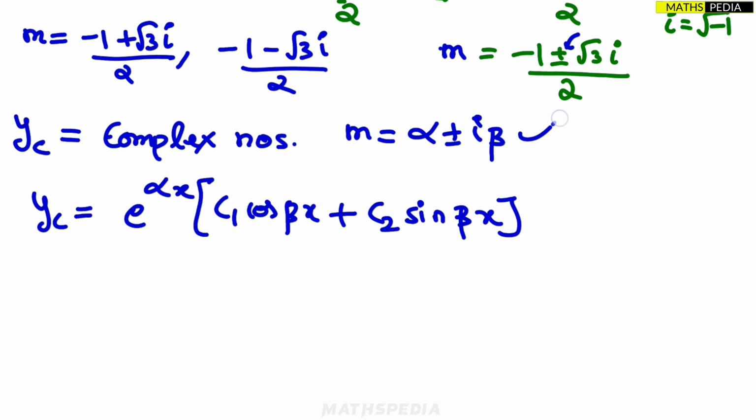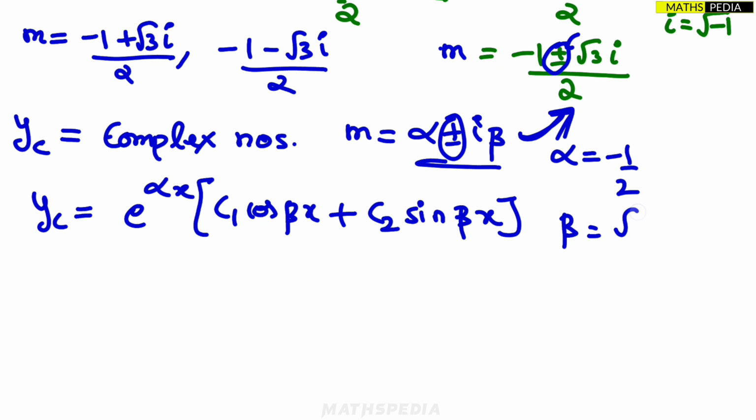Now what is the value we are getting? Directly if you observe, compare this and this, because plus or minus is there here and plus or minus is there here. Compare what the alpha value is. Alpha value is minus 1 by 2. What is the beta value? Beta value is root 3 by 2. Correct? You have to separate the 2, right? So it will be minus 1 by 2 plus or minus root 3 i by 2. Like this you have to separate the denominator, right?